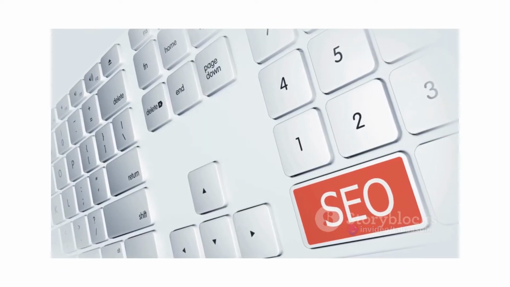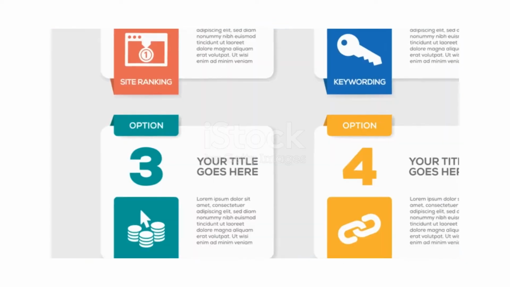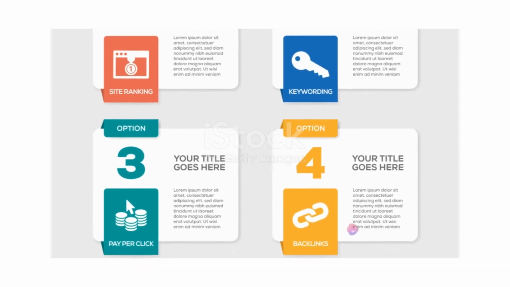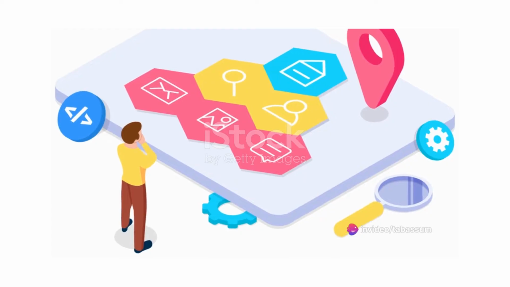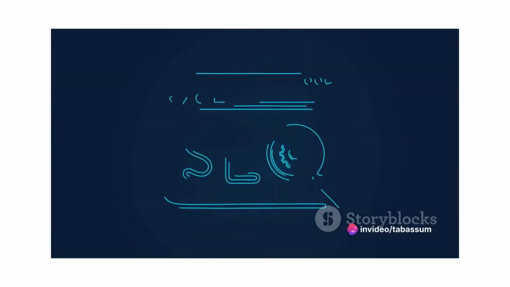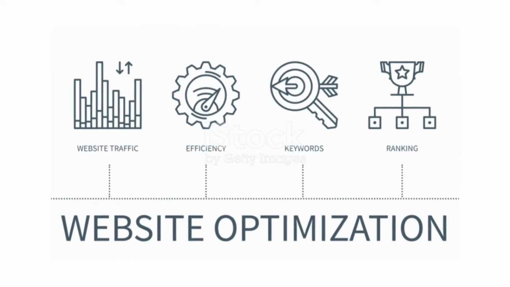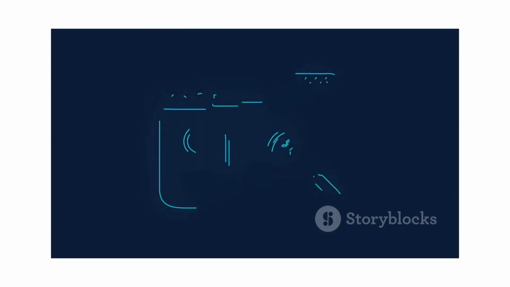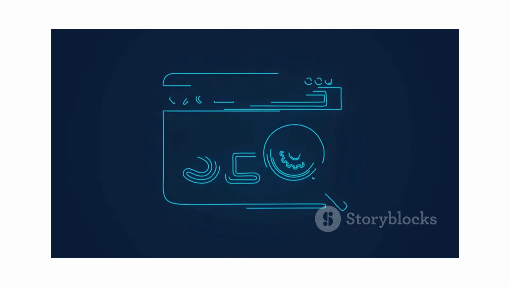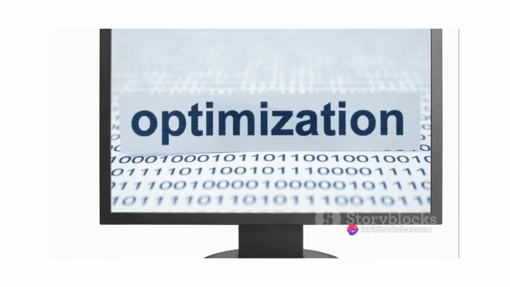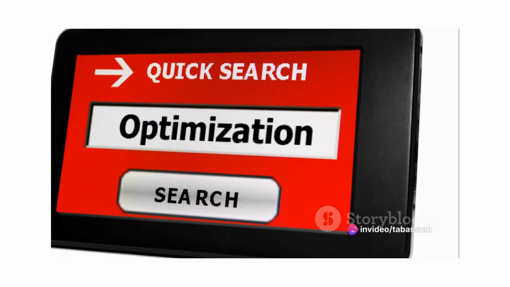A clear, logical structure not only aids users in navigation but also helps search engines understand the site's content. A site map becomes crucial here, acting as a guide for both users and search engine bots. Step 3. Speed up the site. In the digital world, speed is key. A slow-loading site can frustrate users and deter search engines. Compress images, minify code, and leverage browser caching to ensure a swift site.